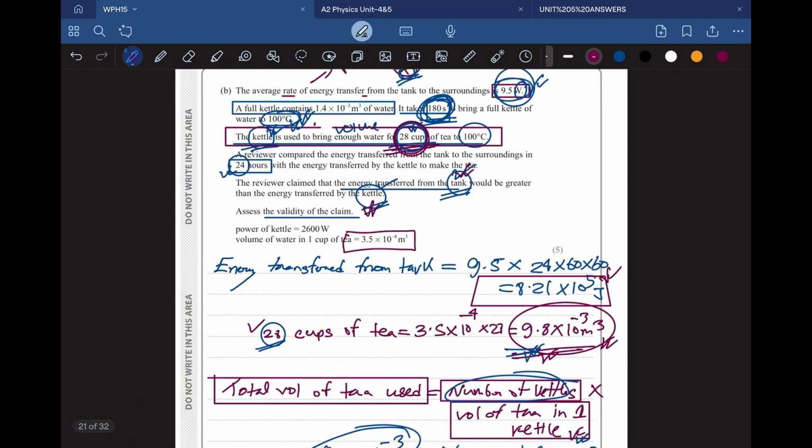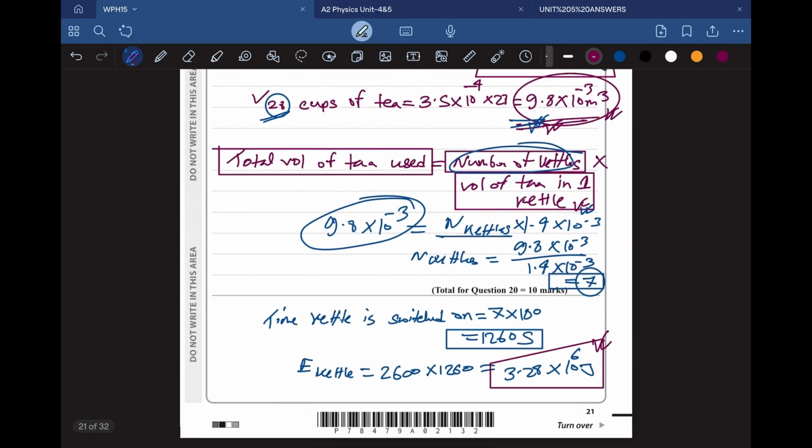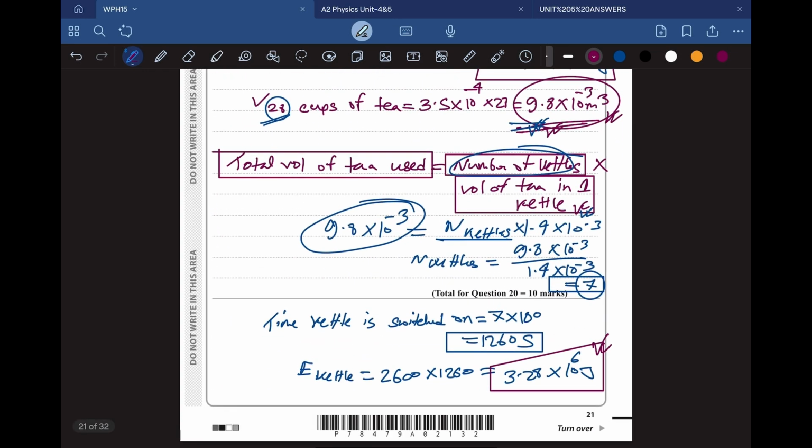So the statement was wrong. It was saying the tank was greater, but in reality the kettle is greater. So we can say that 8.2 into 10 to the power 5 is less than 3.28 into 10 to the power 6. So the claim is not valid. We can say the claim is not valid.